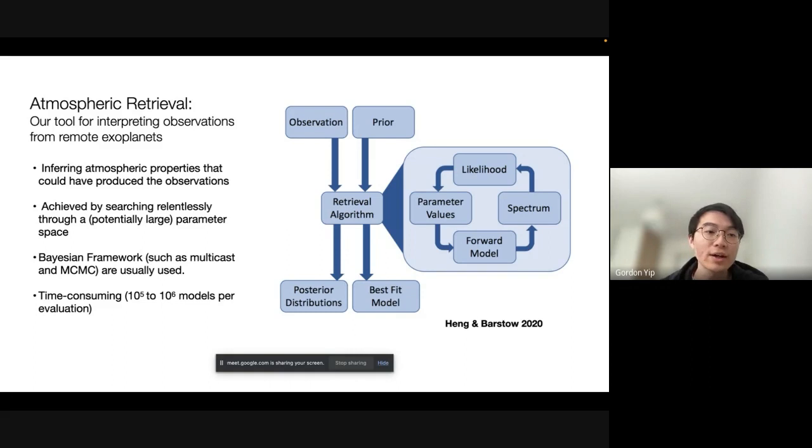And then you do that 10,000 times, 100,000 times, basically searching for different combinations of this spectrum. And then in the end, you have your best fit model and also the posterior distribution, basically this conditional probability distribution of how these parameters might have been distributed given your observation.